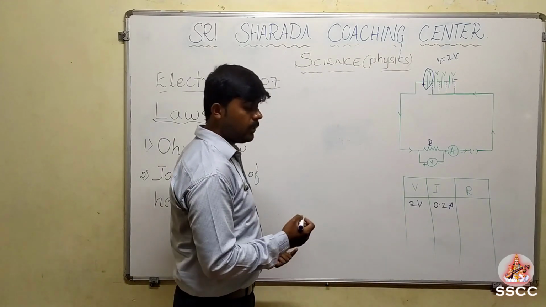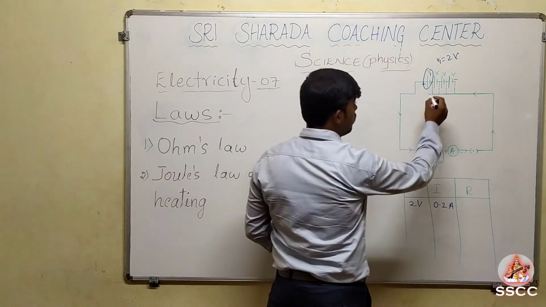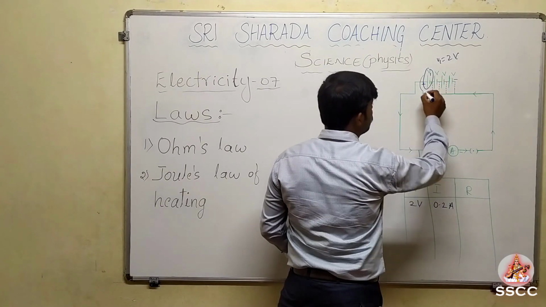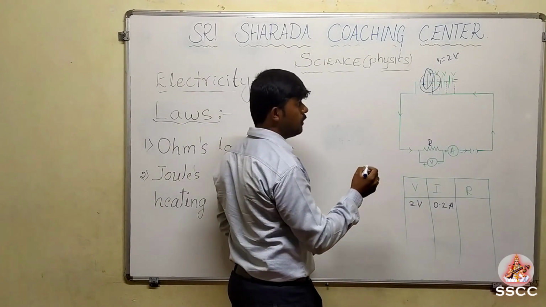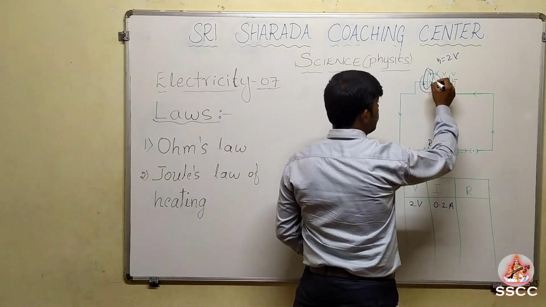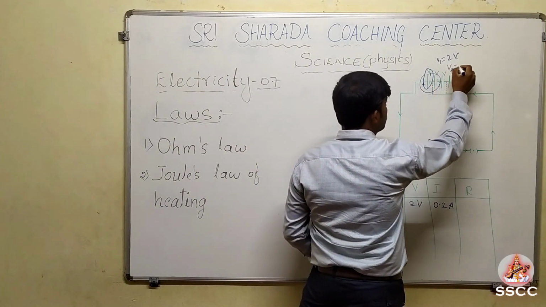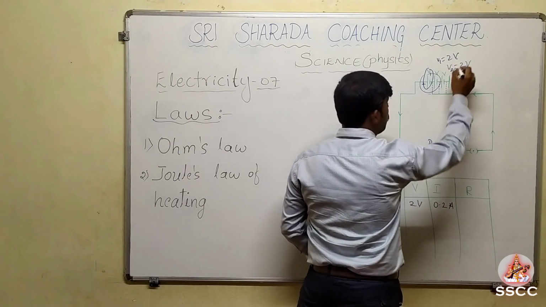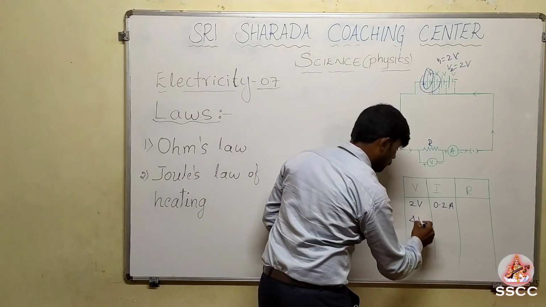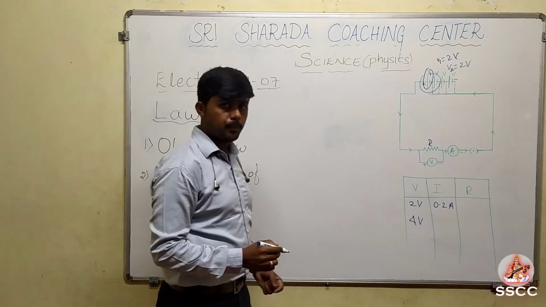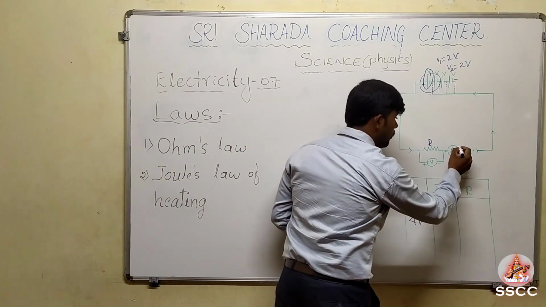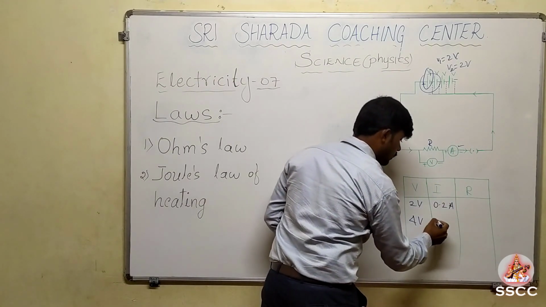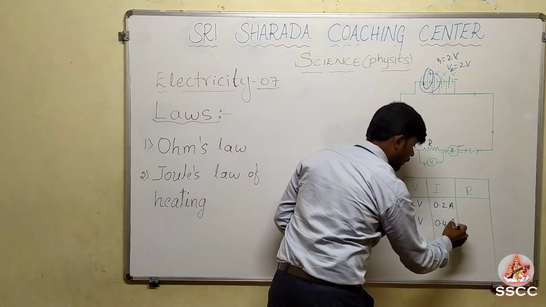And for the second reading, let us consider two cells, a combination of two cells as a battery. If one cell is 2 volt, let us consider the second one is also 2 volt. 2 plus 2, totally we have 4 volt as the potential difference. For 4 volt, the electric current you measure in the ammeter is 0.4 ampere.